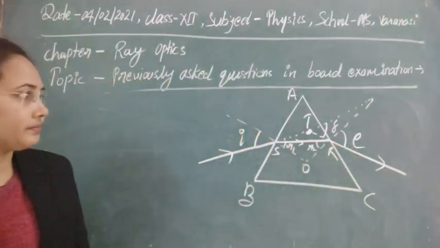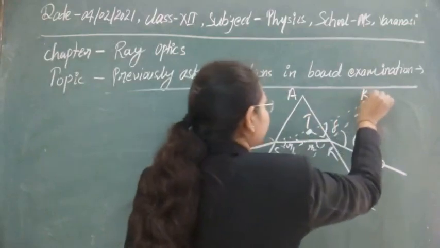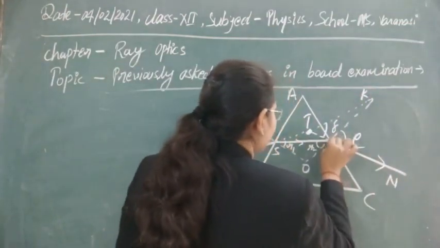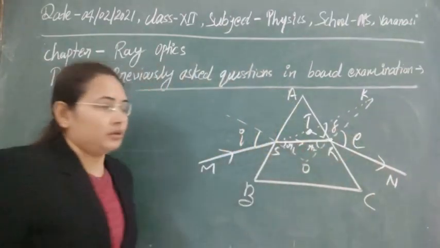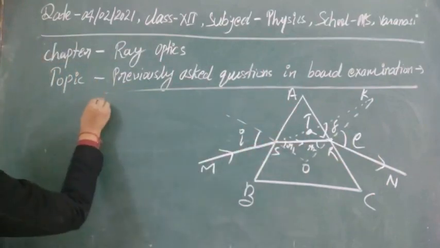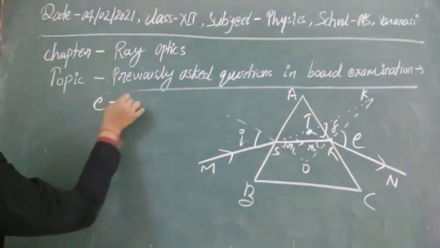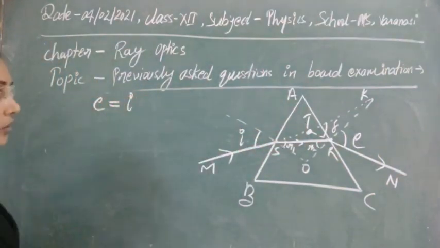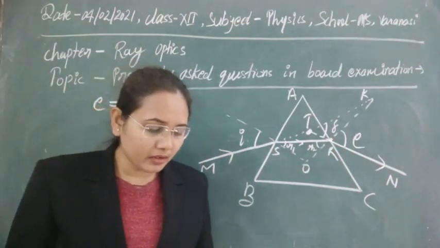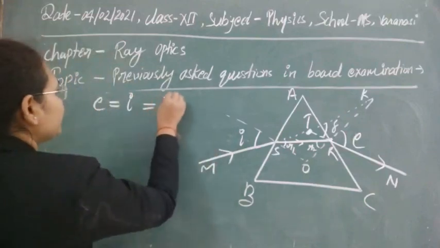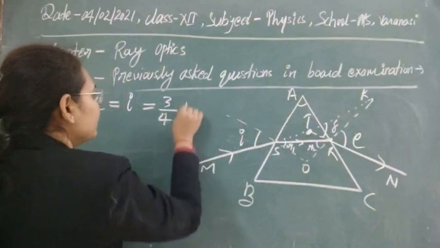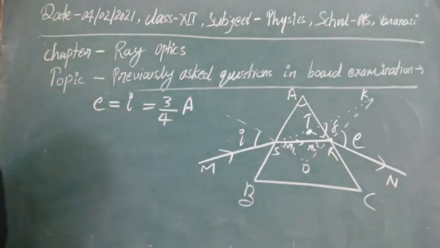Clear? Now, in this case it is given that the angle of incidence is equal to the angle of emergence. Simple, e is equal to i, or i is equal to e, whatever you want to say. Also, these two angles are equal to 3/4 of the angle of the prism. The angle of the prism is A here, so this is 3/4 of A.